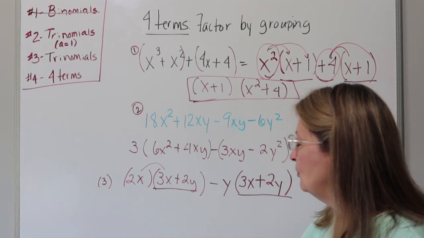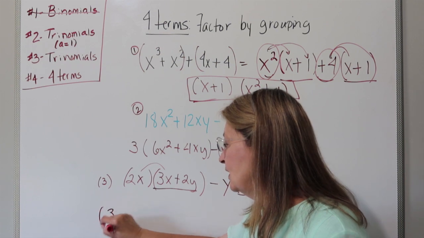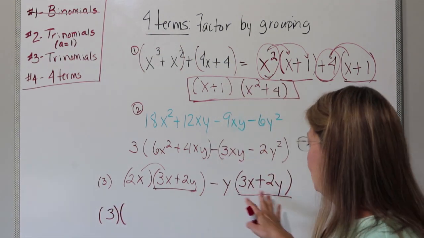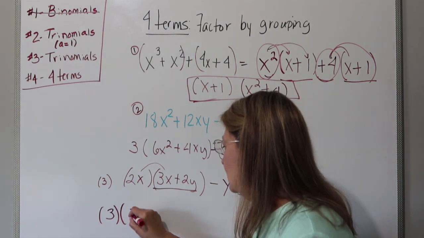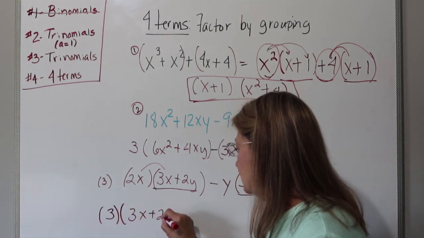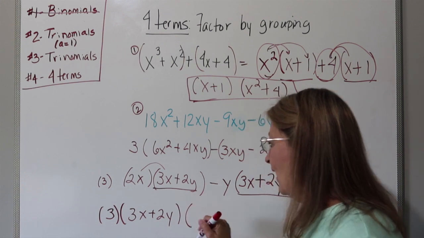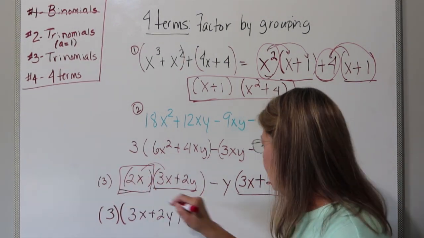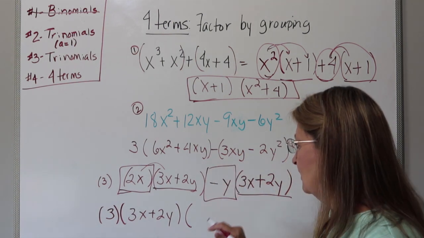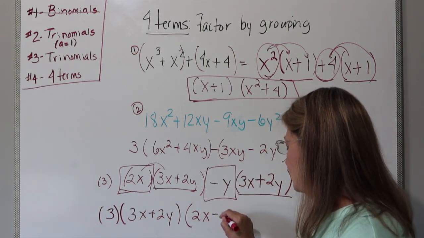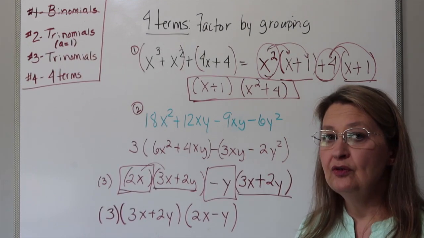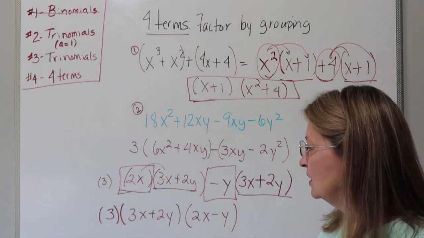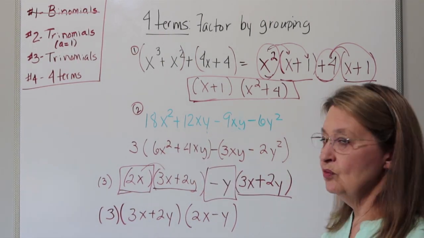So now I'm not going to lose my 3. These 2 sets of parentheses, I'm going to pull this out of each one, so I just have it once. And my last set of parentheses is going to contain this number and this one. So I've got 2x minus y. And I promise you, if you go back through and you multiply all 3 of these terms together, you will get this original expression.